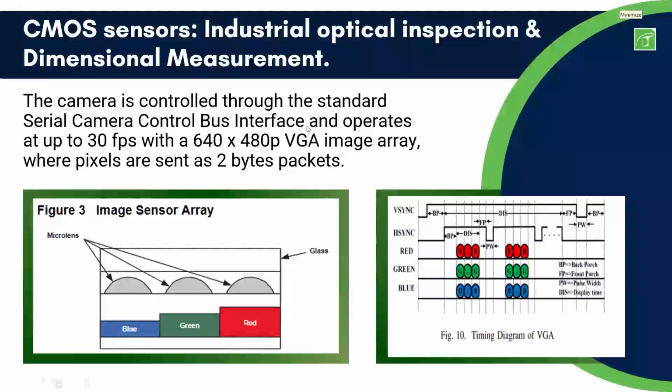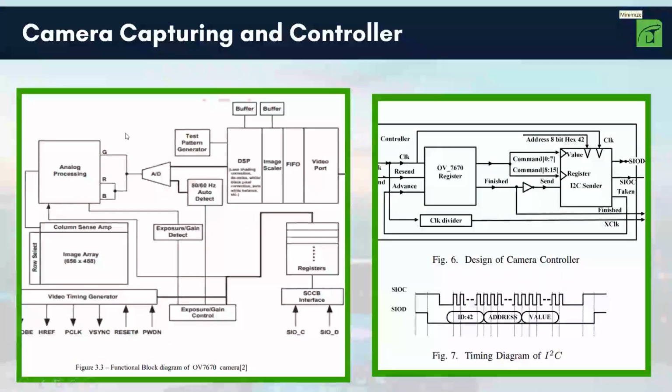Like I said, to form that VGA image array, the pixels are sent as 2-byte packets. All those pixels that you see are sent through this camera sensor in 2 bytes. The 2 bytes we send are latched and received in a 12-bit format. So this is the functional block design for my OV7670 camera.